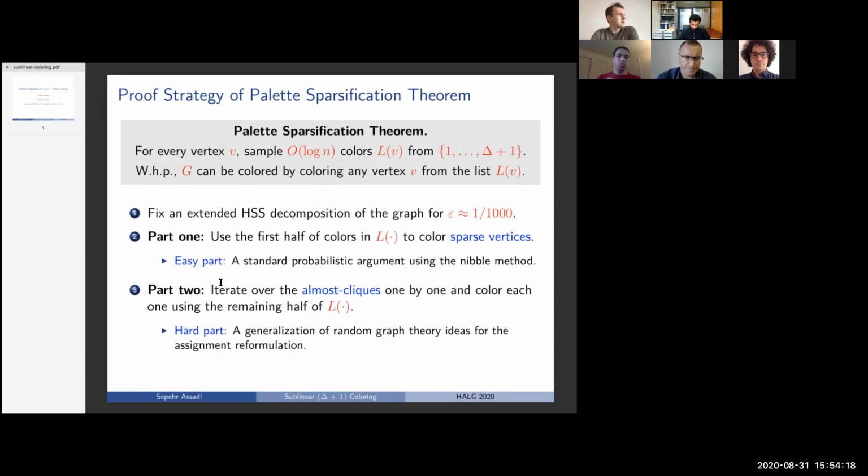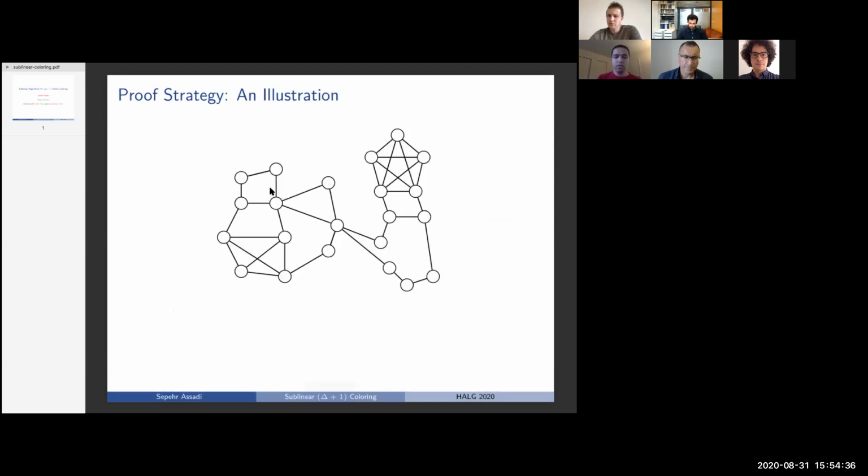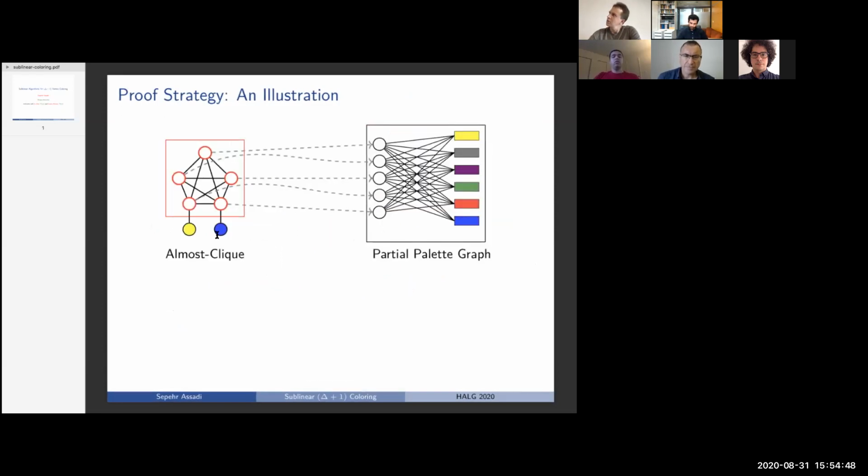For that, we are going to go over them one by one. Assume that you colored everything outside the almost clique, even adversarially, and use this assignment reformulation that we have to color this almost clique using the random colors we sample for vertices. Just as an illustration, we start with this graph, we do the decomposition, we can color the sparse vertices easily, and now I want to color this almost clique here. So I have to color a structure like this. You remember the palette graph that we created. The only difference now is that some colors are already ruled out, so this vertex is not going to have an edge to the blue vertex anymore.